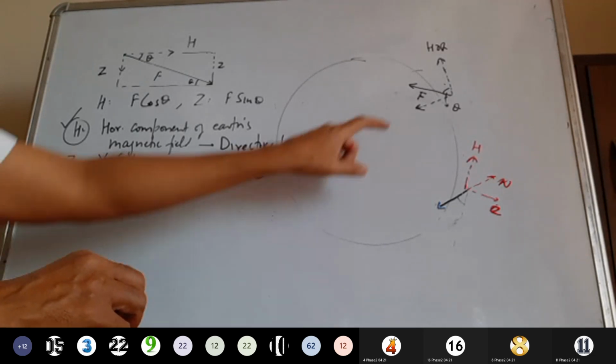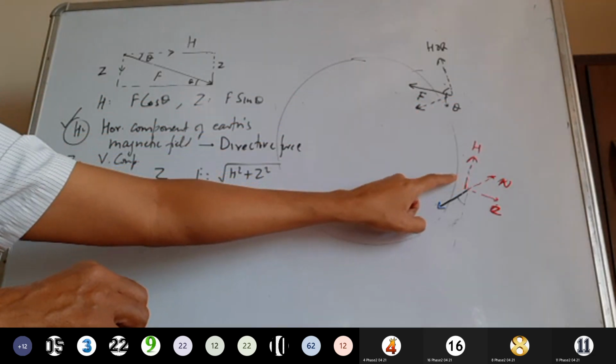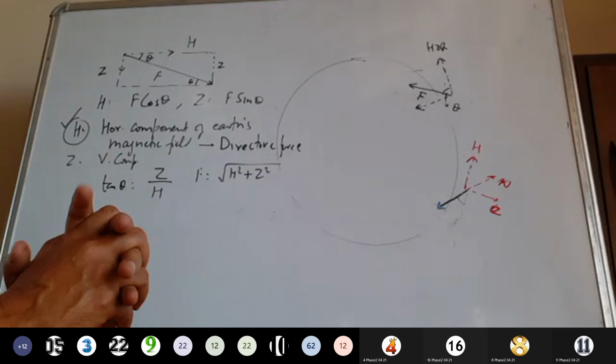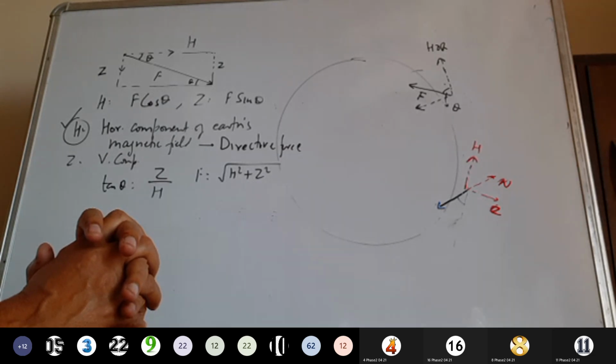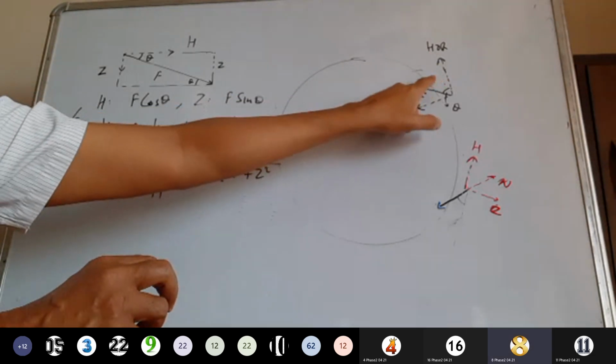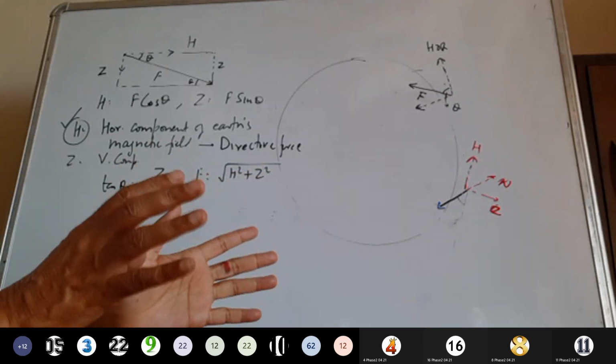Only thing is that in the northern hemisphere, the Z is acting vertically downward, and in the southern hemisphere, the Z is acting vertically upward. So whether it is the northern hemisphere or the southern hemisphere, the H is always acting towards north.